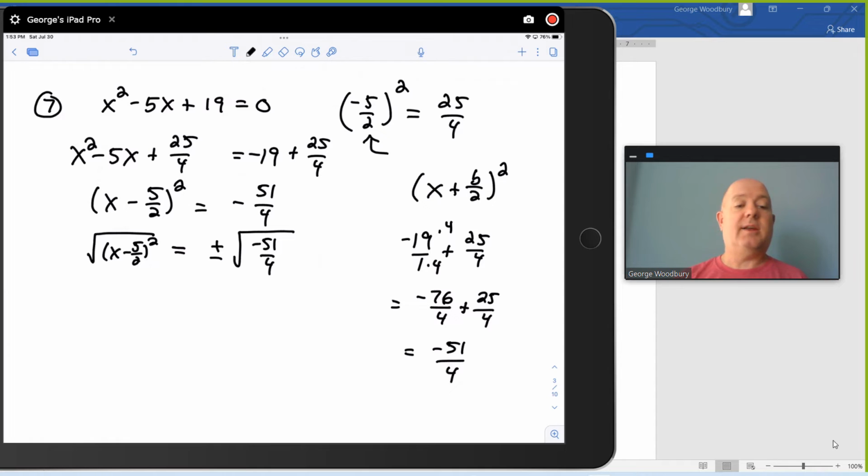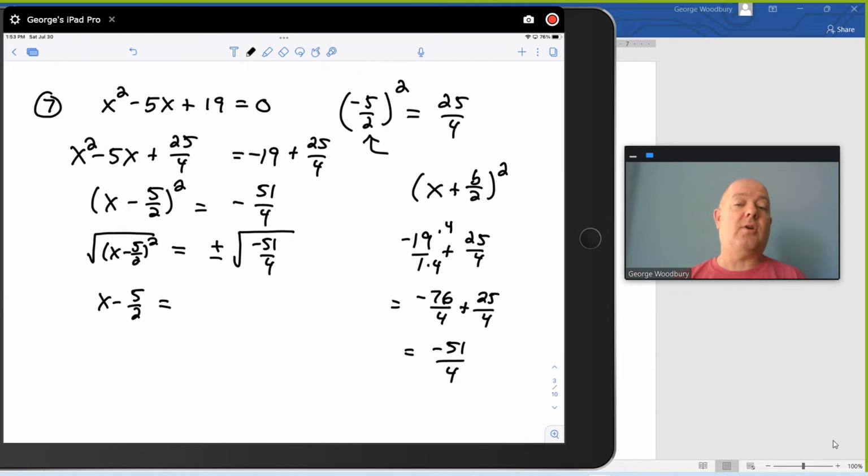On the left-hand side, the square root of that square leaves us with just x minus 5 halves. On the right-hand side, because there's a negative number inside the square root, I know that i is going to be involved. 51 is only 3 times 17. That's the only factored form of that. So nothing's coming out of that square root.